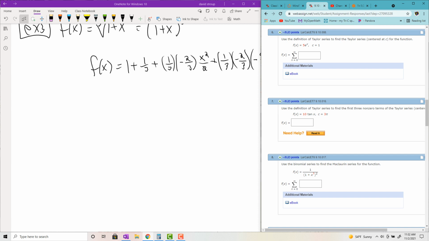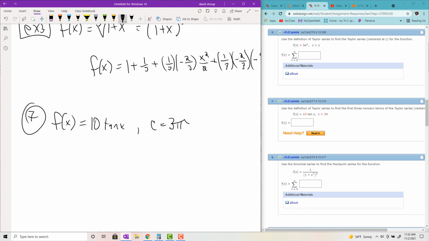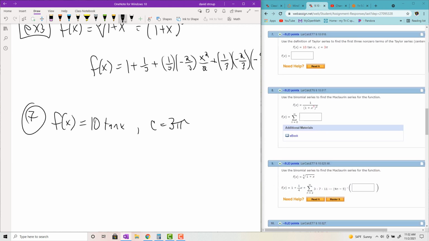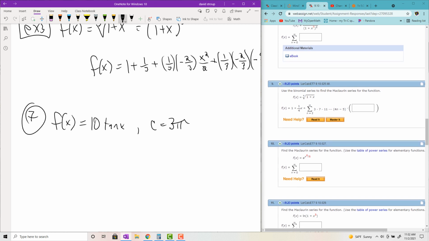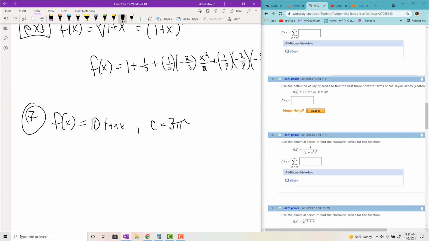Number 7 looks like a division type problem. So we have f of x equals 10 tan x, and we want to get it, well, not really. So you could do this one by brute force. I'll do that. Just hold on, I want to look ahead at what we're dealing with. Okay, so this one by brute force, f of x is 10 tan x. They just want the first 3 non-zero terms of the Taylor series.